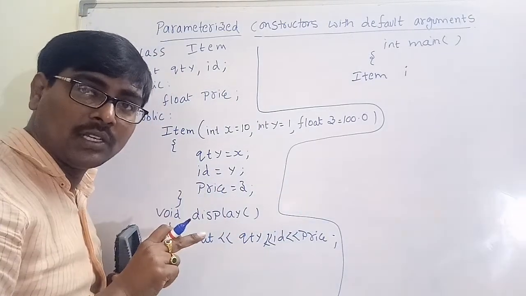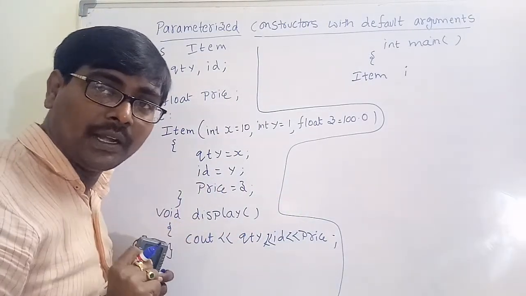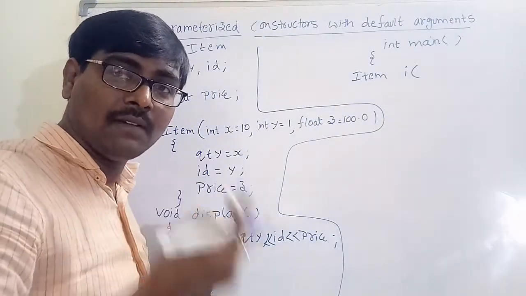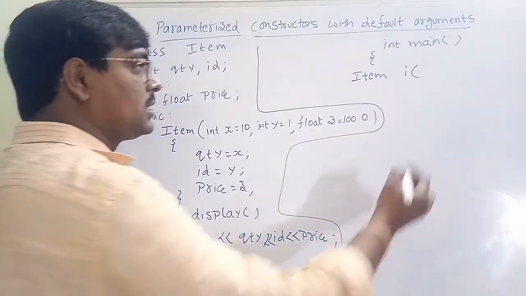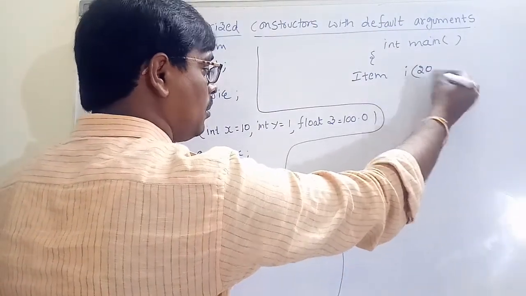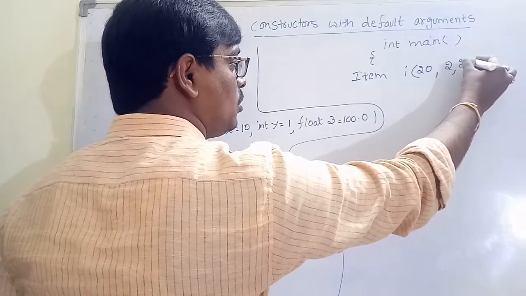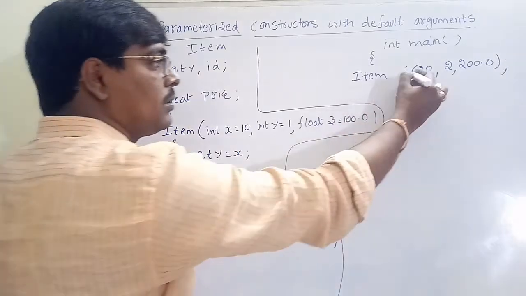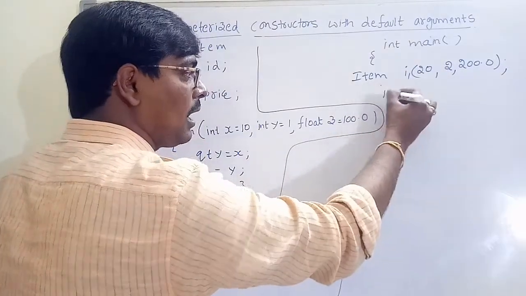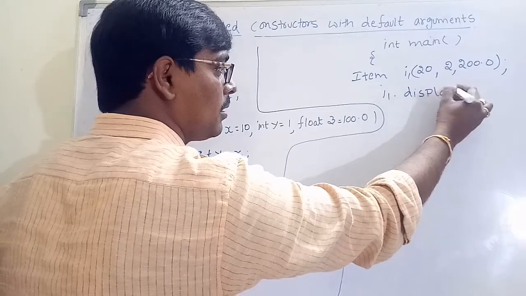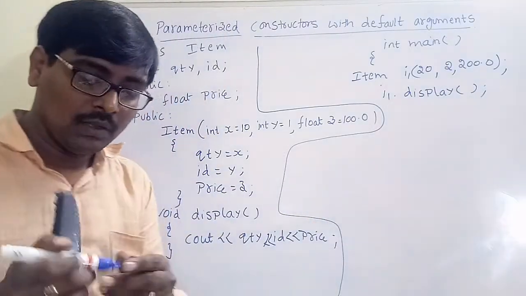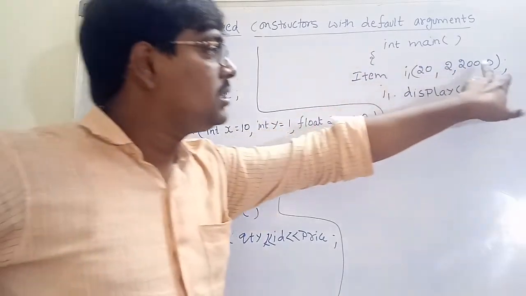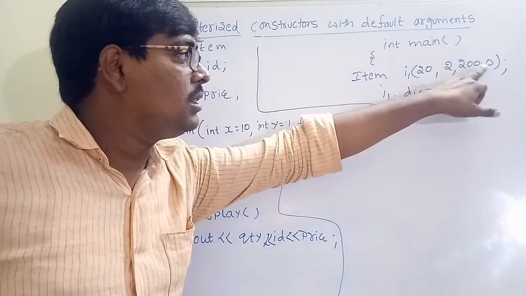So this is the parameterized constructor. You have to write within brackets. We have to pass the values within parameters, for example, 20 comma 2 comma 200.0. Now suppose the object name is i1, i1 dot display. So whenever we are creating an object, the constructor is called with these three values.